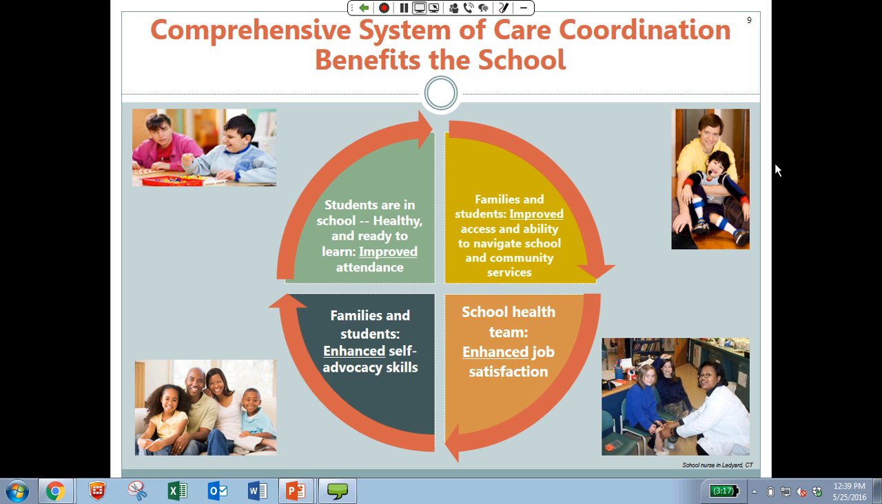Families and students actually get enhanced self-advocacy skills because they can begin to navigate and negotiate the system in a much more fluid way. And important to all of us, students will be in school healthy and ready to learn, and there are multiple studies demonstrating when we are effective at care coordination, we can improve school attendance, which of course is the key to getting your high school diploma. Next slide, please.